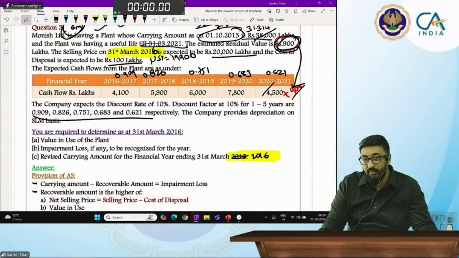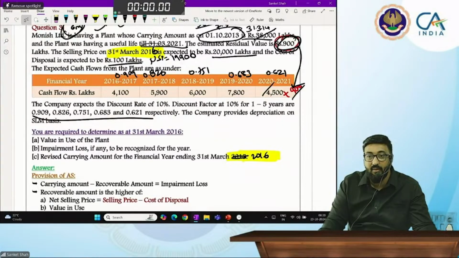Good morning, sir. Sir, I want to ask whether this residual value of 900 will also be calculated on present value and added, or added directly while calculating carrying amount. Depreciation is never calculated by using present value. Good question, because we are not using present value calculation in depreciation. But while calculating value in use, we will consider it. Okay, sir. Thank you, sir. Good question.